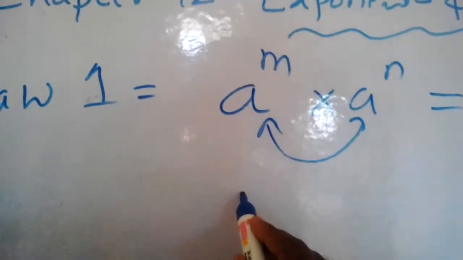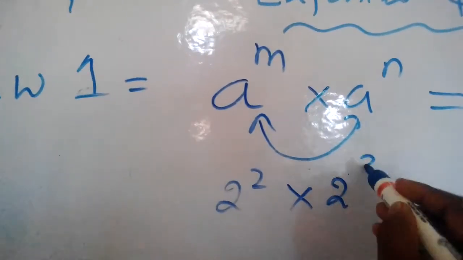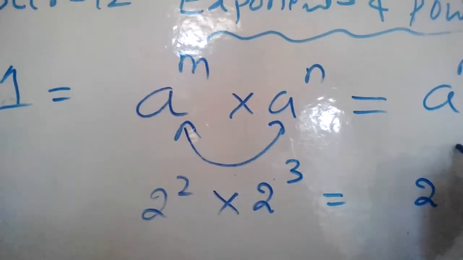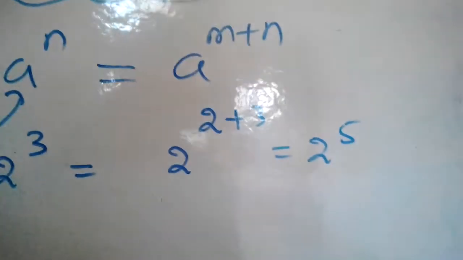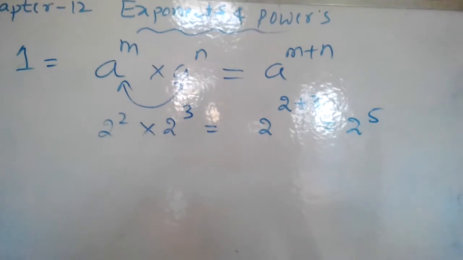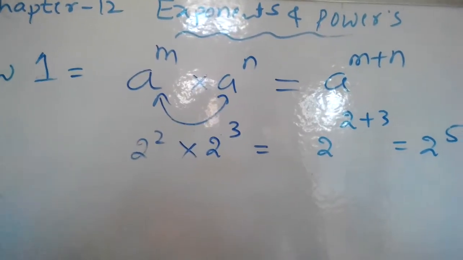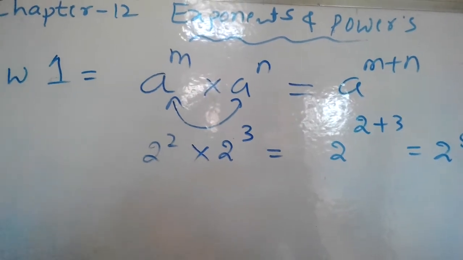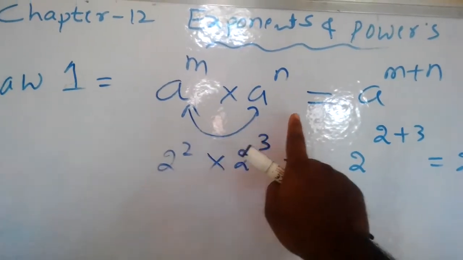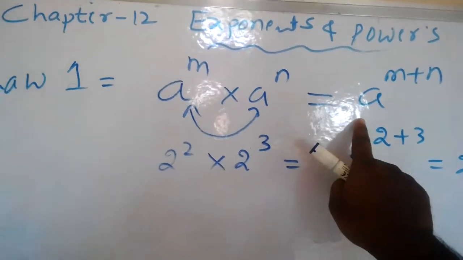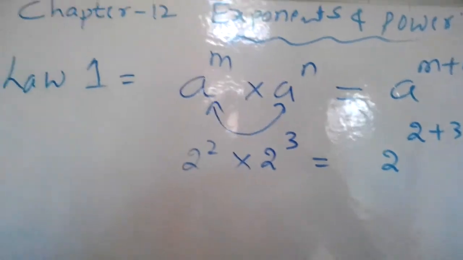For example, 2 square into 2 cube, that is 2 plus 3, that is 2 raised to 5. Got it? This is the first law. Clear? For any non-zero rational number a and integers m and n, two exponents having the same base are multiplied, their powers are added. Got it? Next one, second law.